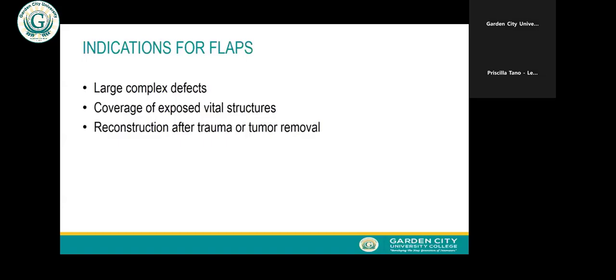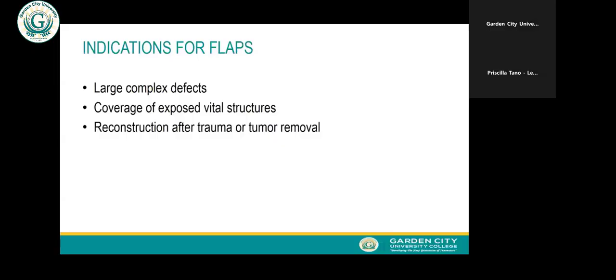So what will be the indications? Very large and complex defects. Coverage of exposed vital structures and reconstruction after trauma or tumor removal.